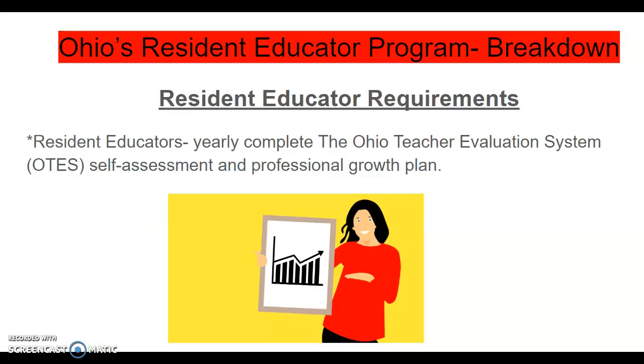Resident educators are required to complete the Ohio Teachers Evaluation System, OTES, which is a self-assessment and growth plan every year. Like I mentioned, this is a yearly thing. It has many layers. Your plan has to be approved by your assistant principal, assistant superintendent, and superintendent. They sign off on this, and then you go through OTES, and you use your username, password, and you sign off that it is approved.